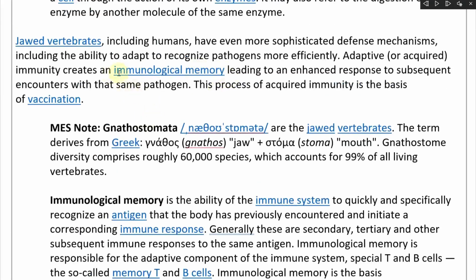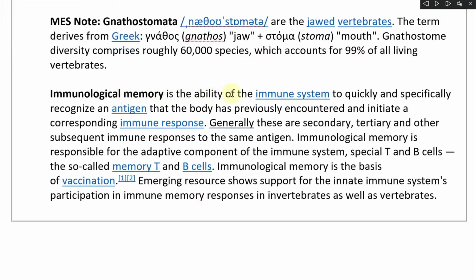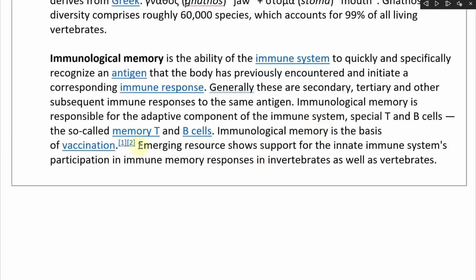Now let's look at this immunological memory. Immunological memory is the ability of the immune system to quickly and specifically recognize an antigen that the body has previously encountered and initiate a corresponding immune response. Generally, these are secondary, tertiary, and other subsequent immune responses to the same antigen. Immunological memory is responsible for the adaptive component of the immune system, special T and B cells, the so-called memory T and B cells, and immunological memory is the basis of vaccination.